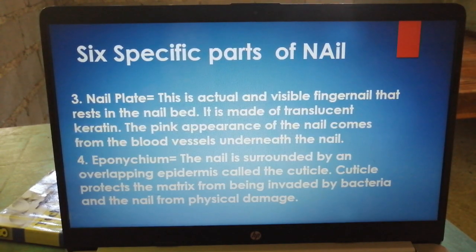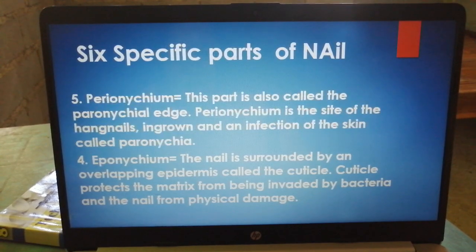The fourth one is eponychium. Eponychium, the nail is surrounded by an overlapping epidermis called the cuticle. Cuticle protects the matrix from being invaded by bacteria and the nail from physical damage.